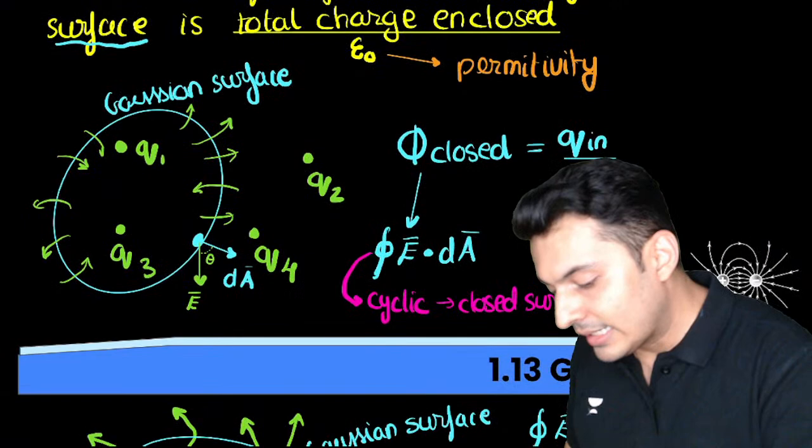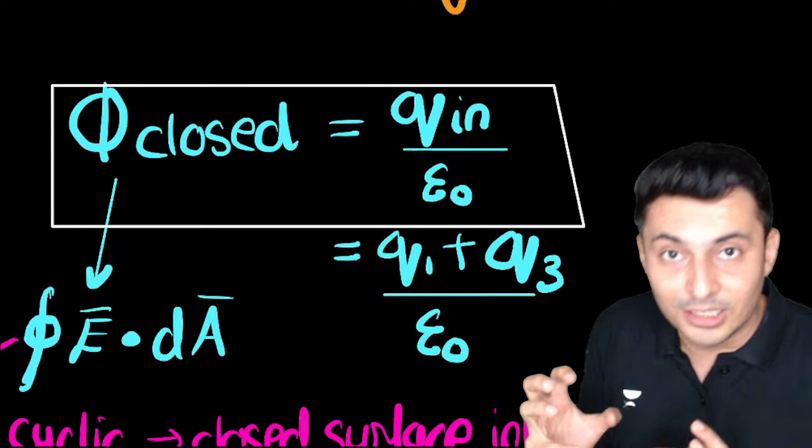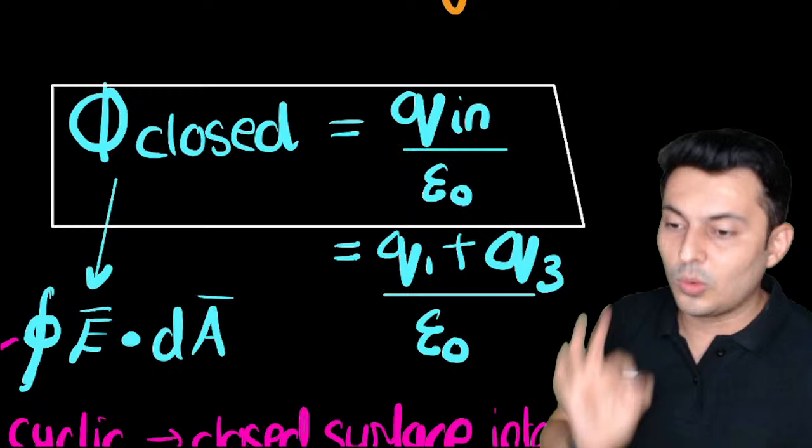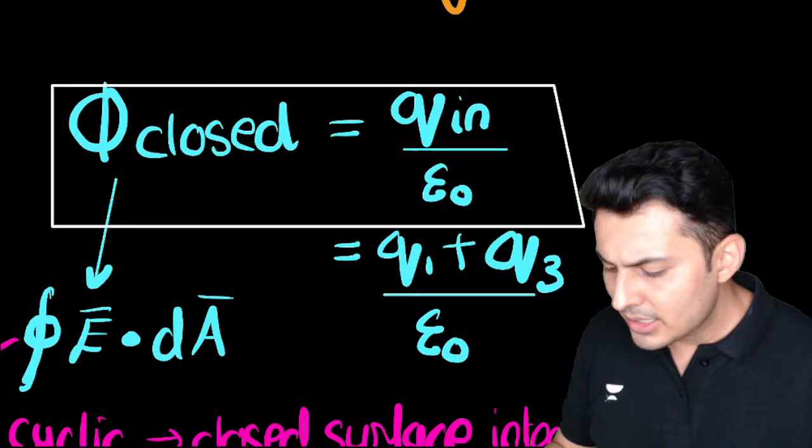Let me just block it over here. The LHS of this particular equation contains a term which is a contribution of every single charge, be it inside or outside. But on the right hand side, the term is only because of the charges inside. Keep these things in mind. Okay, I hope this is clear.